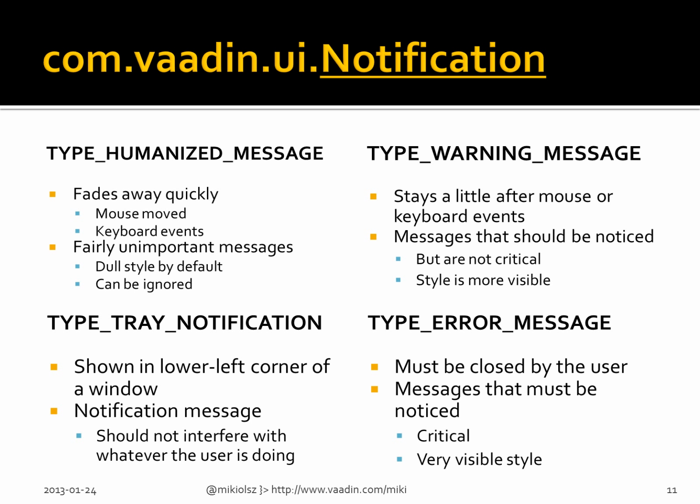The second type of message is warning. It stays a little even after the user makes some action. It should be used for something that is not critical, but should draw the attention of the user to the message that you are displaying. Finally, we have the error message, which must be closed by the user. So this should be used for critical messages. It's very visible by default. It has a red background with white text, and it shows exactly in the middle of the screen. So you just cannot miss that one. And as said, it has to be closed.